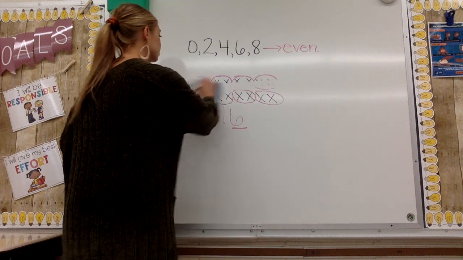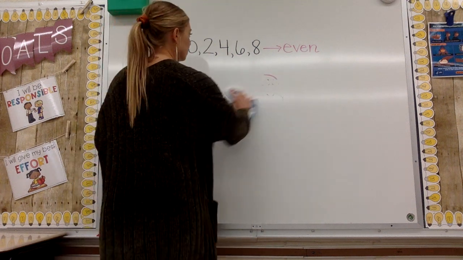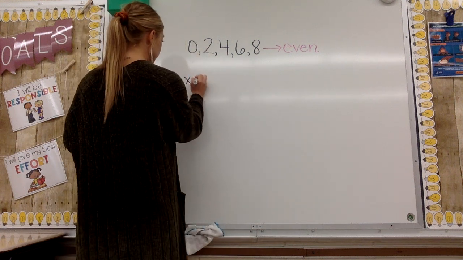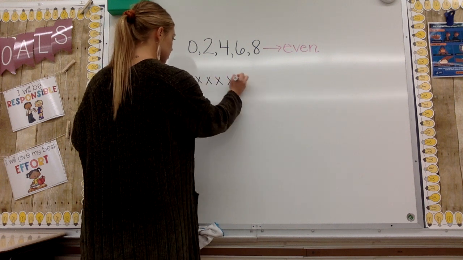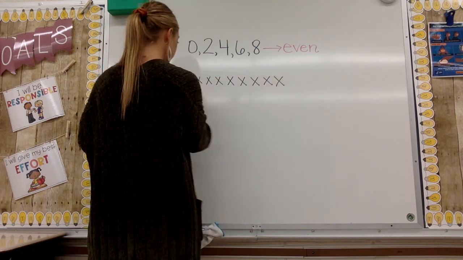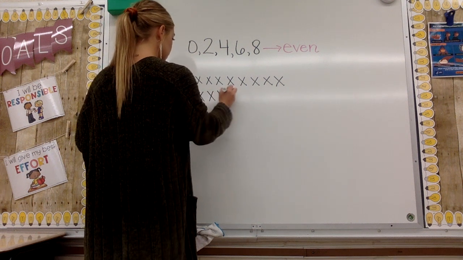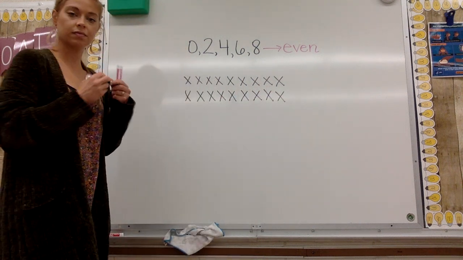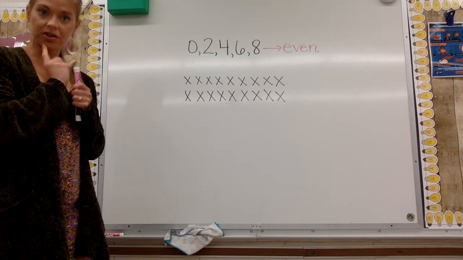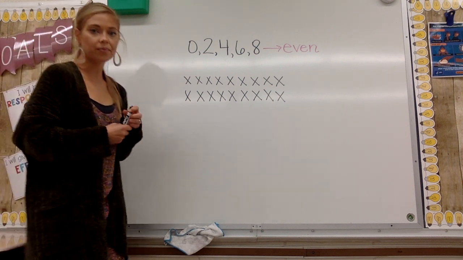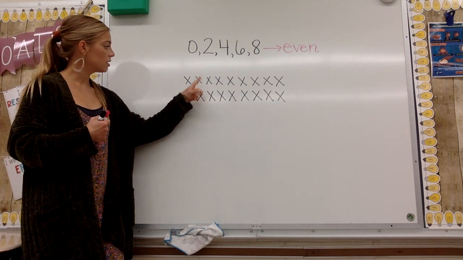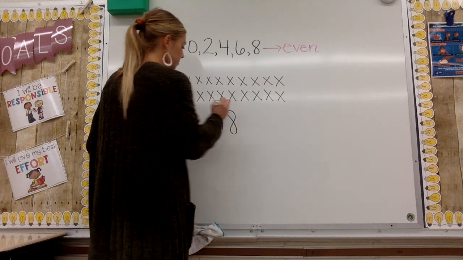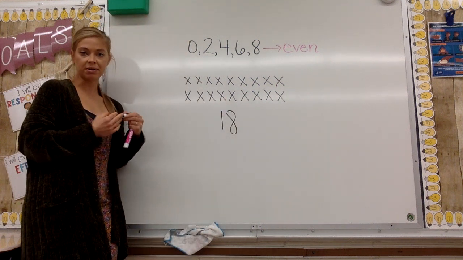Let's do the number 18. So let's go ahead and draw 18 X's. Now on your whiteboard or your piece of paper, I want you to try to group up these X's into 2s so we can see if 18 is an even number. So I'm going to give you some time to do that right now.